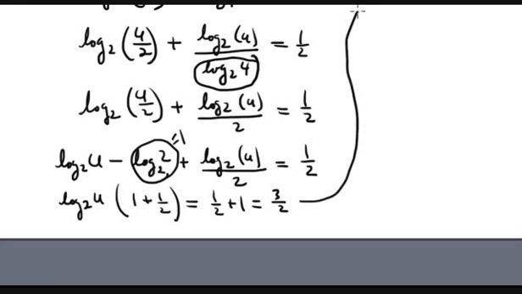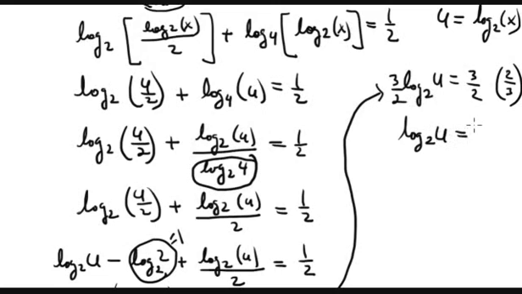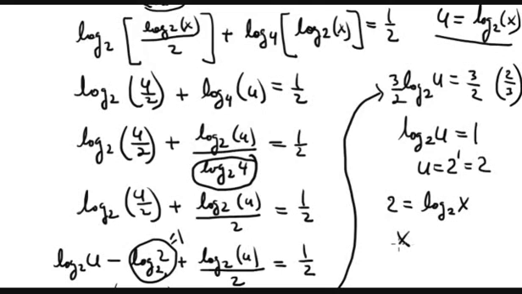Okay, let me continue here. It's like logarithm base 2 of u multiplied by 3/2 at the front is equal to 3/2. Multiply the whole thing by 2/3, the reciprocal. Cancel out this, cancel out that. Logarithm base 2 of u equals 1. Now the conclusion is u is equal to 2 to the 1, which is 2. But here, who is u? U is logarithm base 2 of x, so x is 2 to the second power, which is 4. So x equals 4.